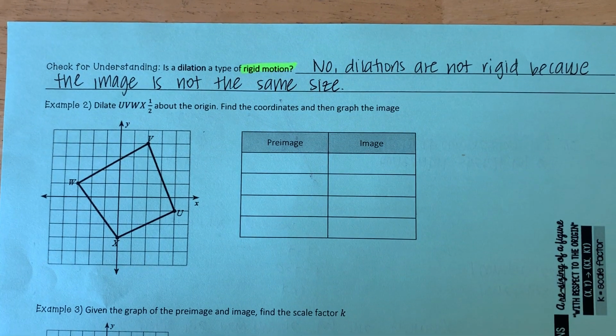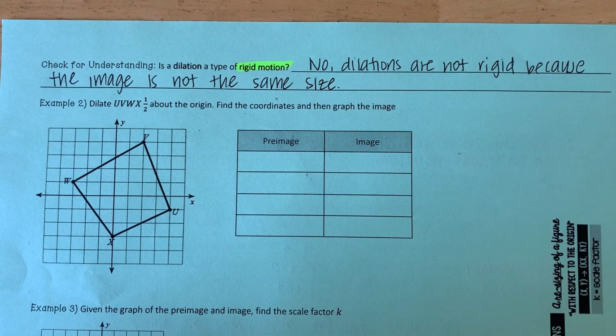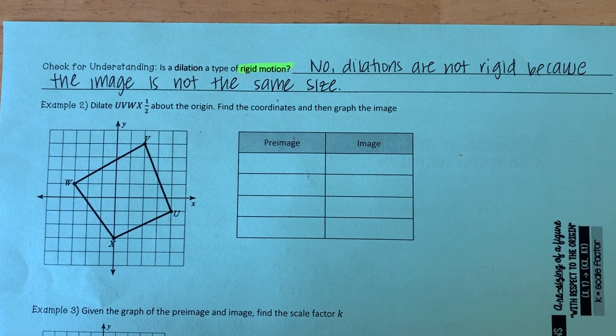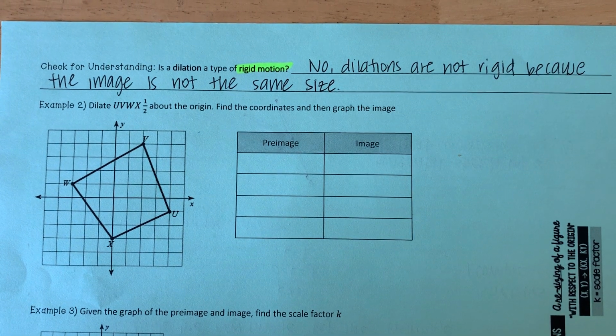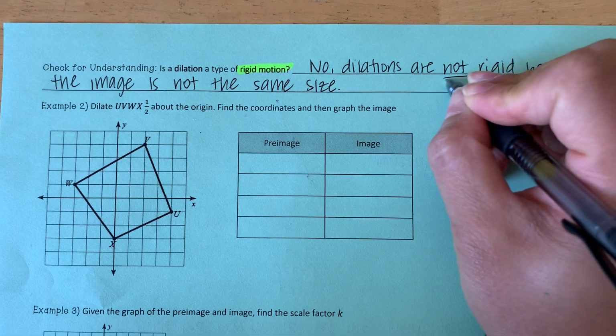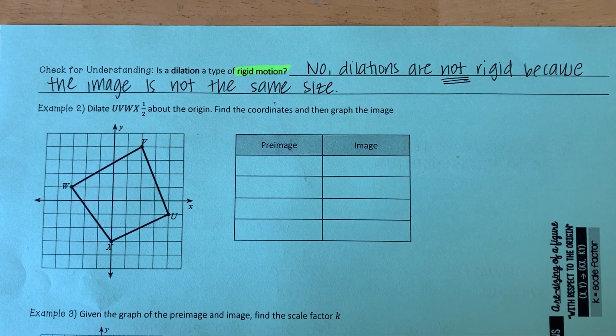Right? It has to be the same size for it to be a rigid motion. Like reflections, rotations, translations, all of those keep the image the exact same size. So those are all rigid motions. Dilations are not rigid motions because the image does not stay the same size.